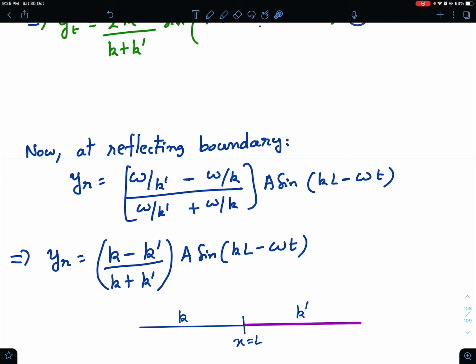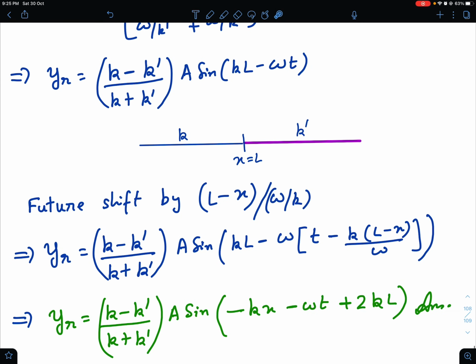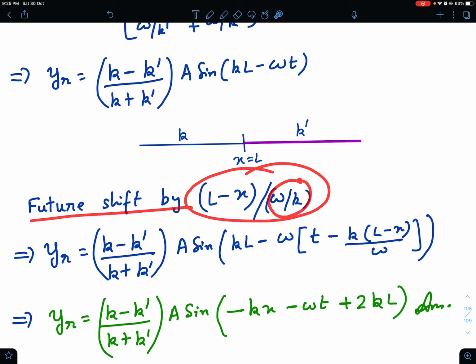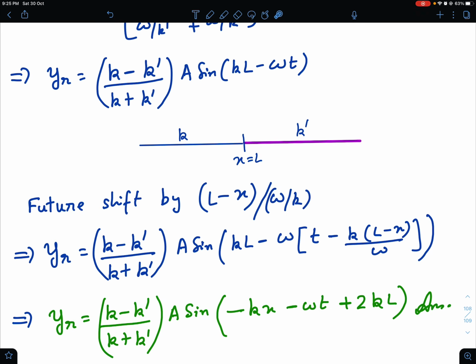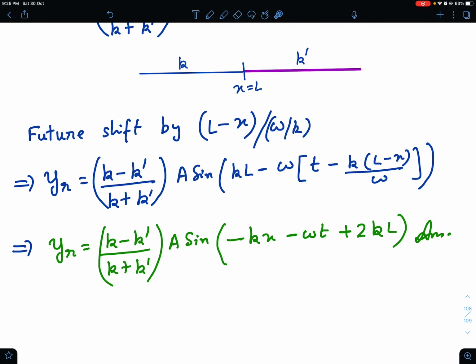Now this is the reflected disturbance, and then you need to future shift it for getting the reflected wave. So at a general x, you know that this distance is L minus x, so you need to future shift it by how much? L minus x by v1. So you future shift this by L minus x upon omega by k. Just put the value of omega by k, I mean just put t naught as this thing. So t minus, now k goes in the numerator, and this is L minus x. And if you simplify this, you get the reflected wave as this expression. So this is how you calculate the reflected and the transmitted waves from the incident wave.